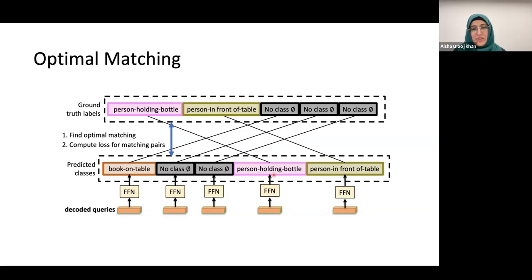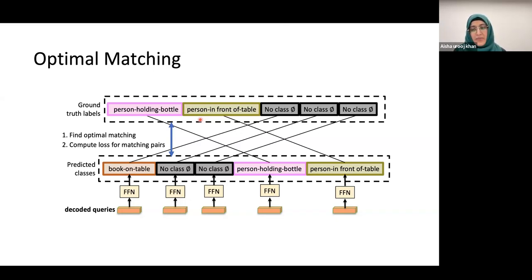For the next one, the classifier predicted person holding bottle, and then the next one was person in front of table. So these were the predicted classes. Then we have a set of ground truth labels, which were person holding bottle and person in front of table. We want to do a matching between them, which should be optimal, and by optimal, we mean the matching which gives us the best output.